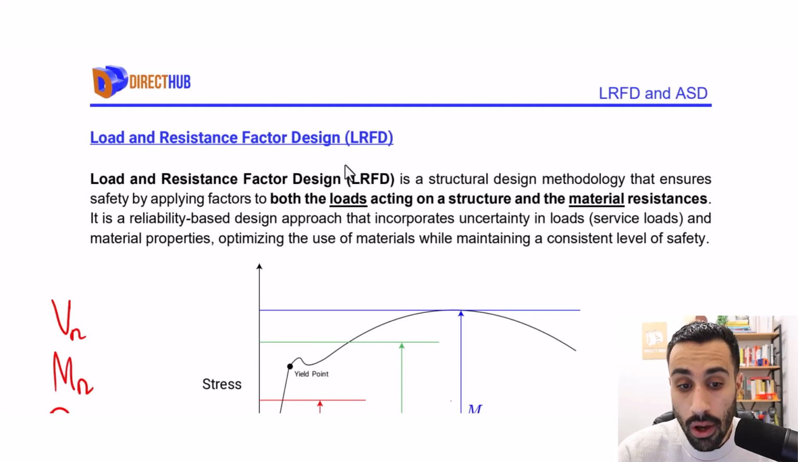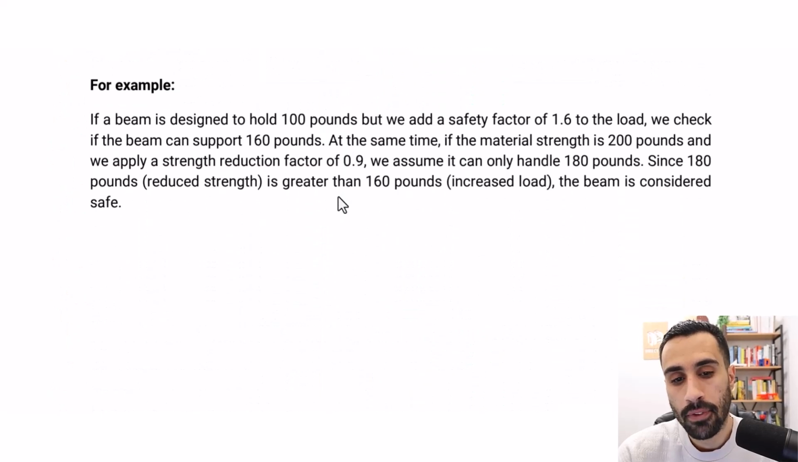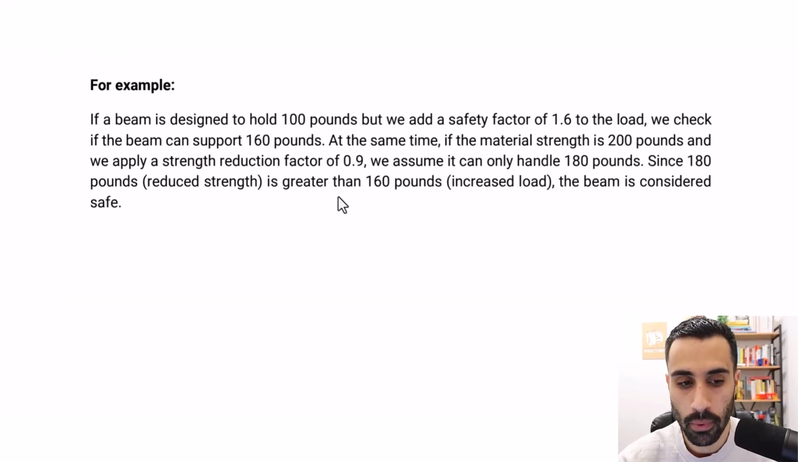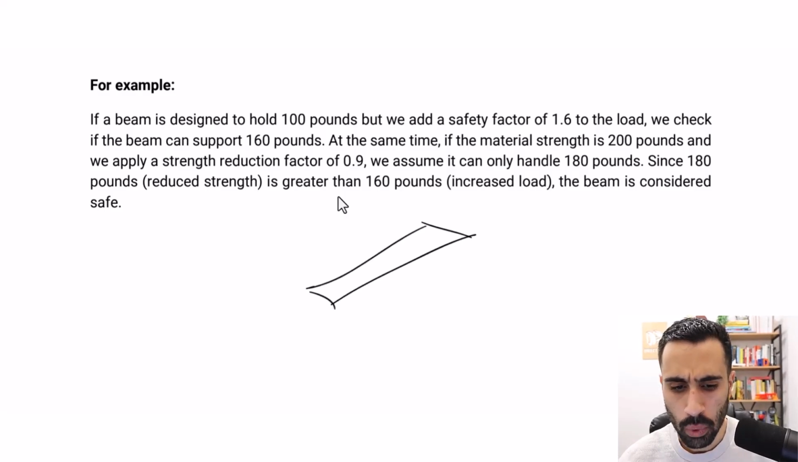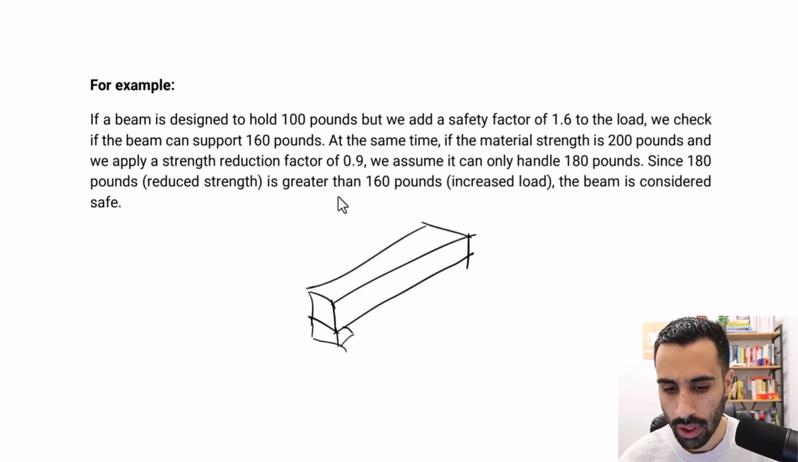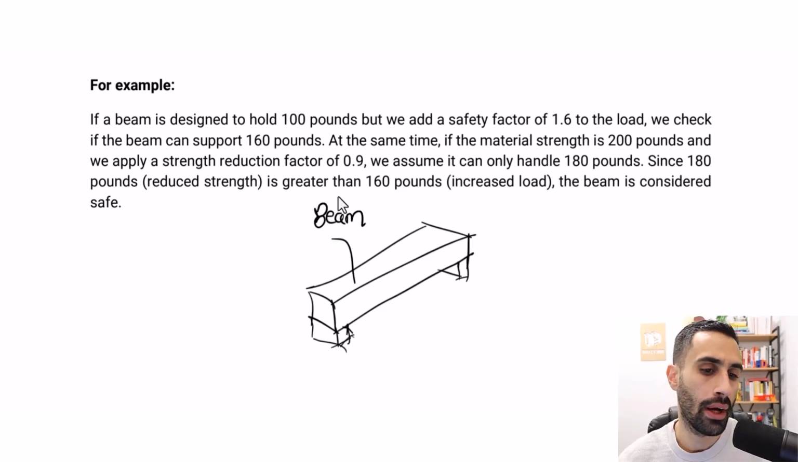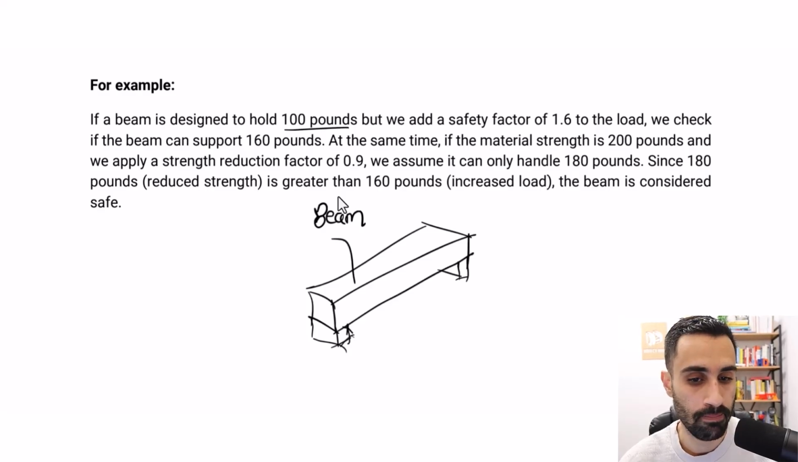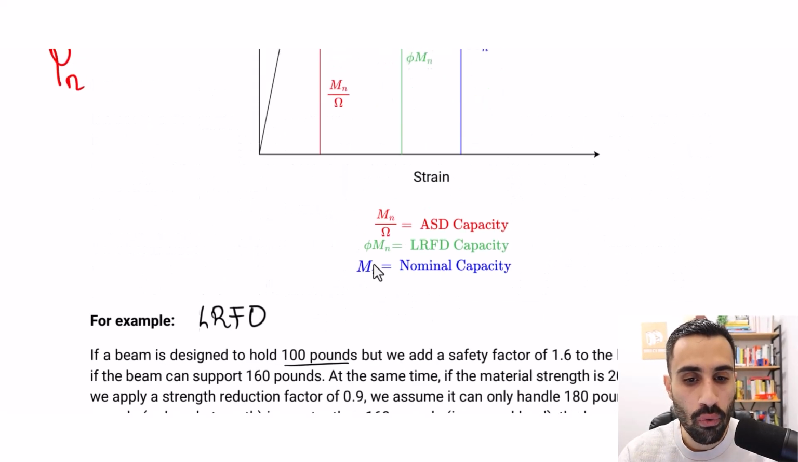So now focusing on LRFD. Let's say, for example, just to give you a very simple example, we have a beam, something simple like this, and it sits somewhere on two ends. For this beam, I know that I want it to be designed to hold 100 pounds. But what I'm going to do here, using the LRFD design method, is add a factor of safety to the load. So what I'm going to do is overestimate the load.